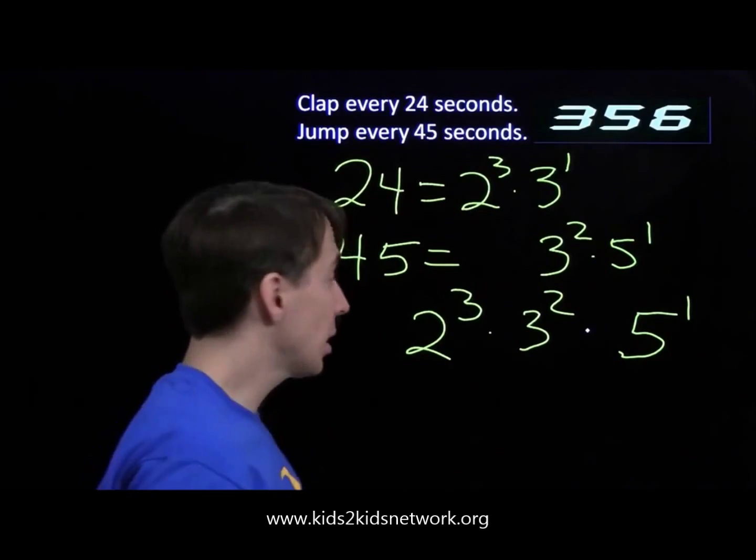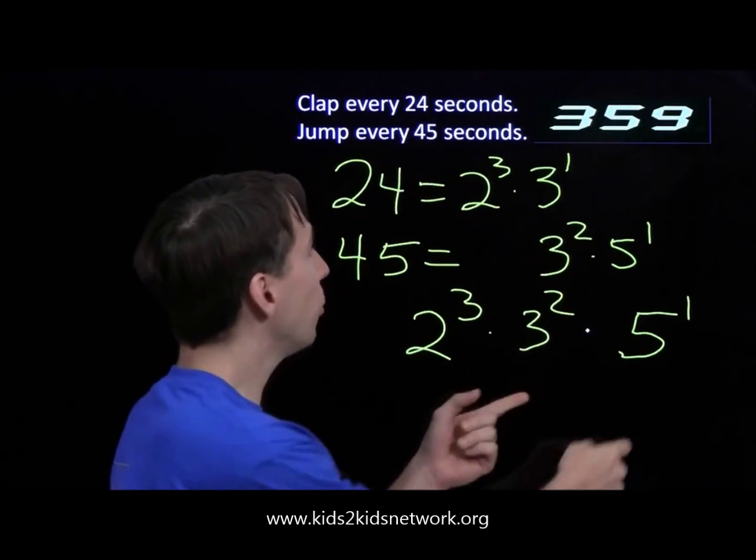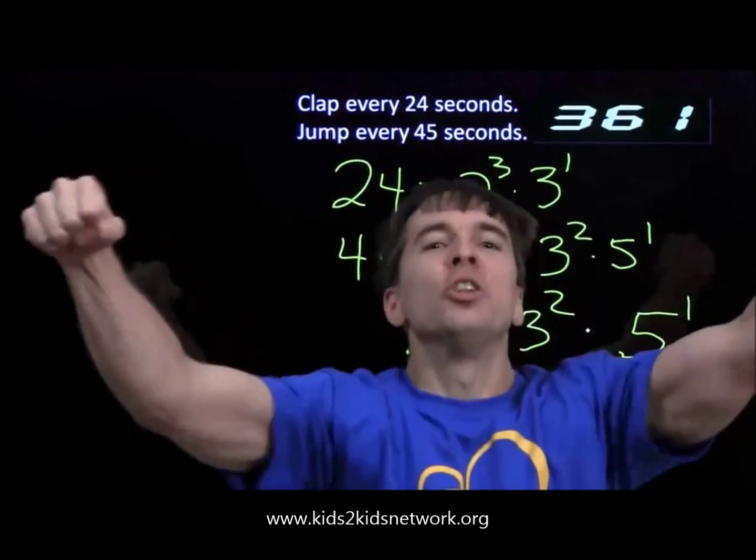That's our prime factorization of our least common multiple. 2 cubed is 8. 8 times 5 is 40. 40 times 9, yeah, 360.